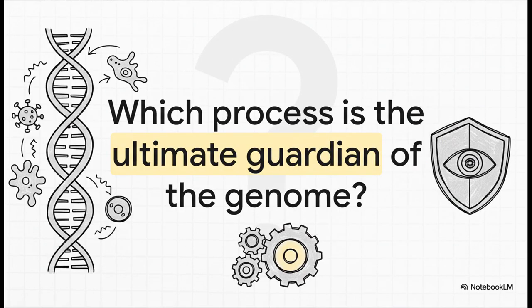So as you wrap up your studying, think about this. Everything we've talked about, from viruses to cancer, comes down to errors in these basic cellular systems. So if you had to pick just one process that acts as the ultimate guardian of the genome against all these failures, what would you choose?